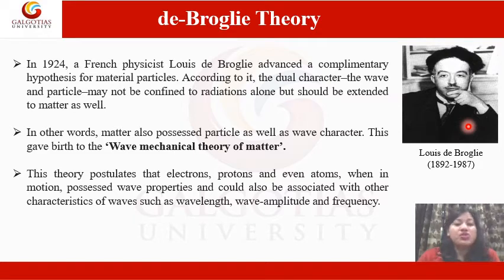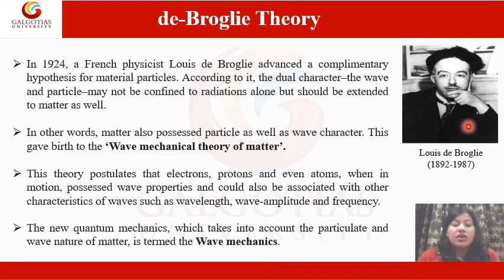This theory postulates that electrons, protons and even atoms, when in motion, possess wave properties and could also be associated with other characteristics of a wave such as wavelength, wave amplitude and frequency. The new quantum mechanics, which takes into account the particulate and wave nature of the particle, is termed wave mechanics.